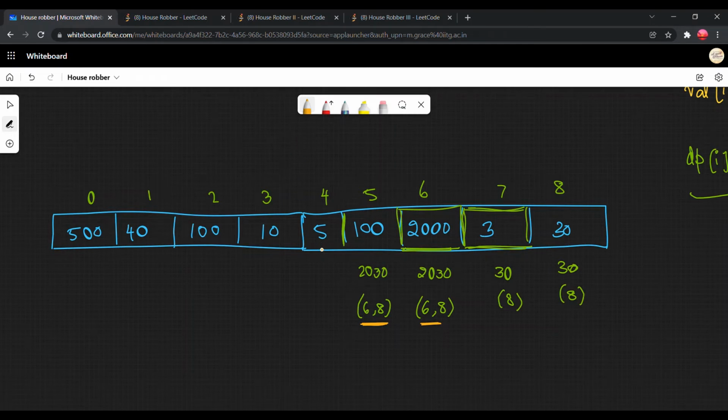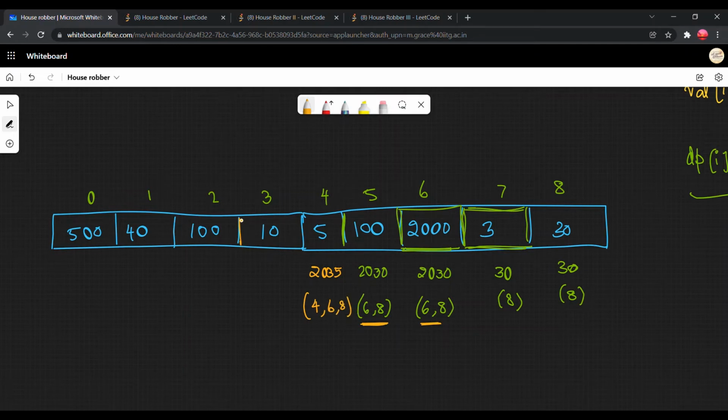So let's come to 5. Either he gets 5 plus 2030 or just 2030. So that becomes 2035, which matches what we expected. We said if he says no here, then he has to say yes here, because it doesn't make sense to say no here and no here at the same time. So this becomes 4, 6, 8.